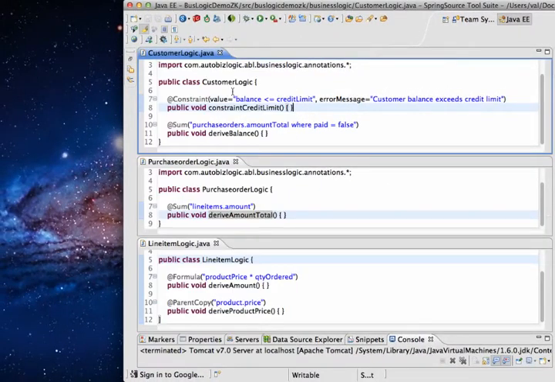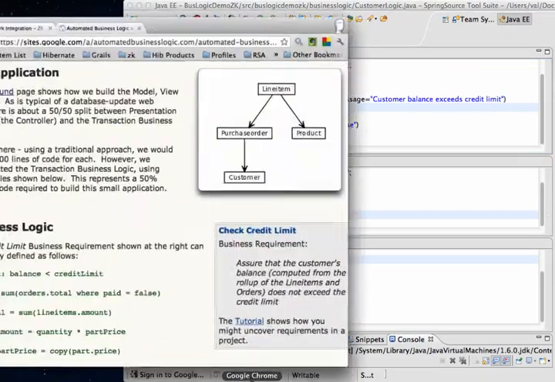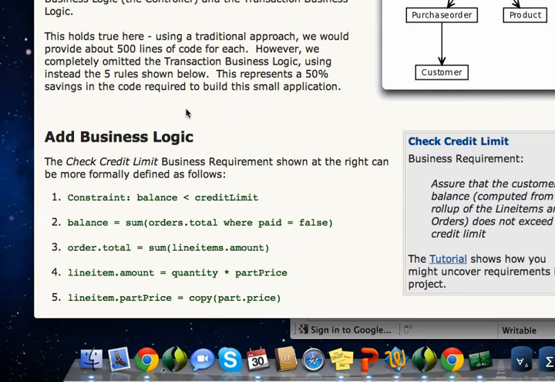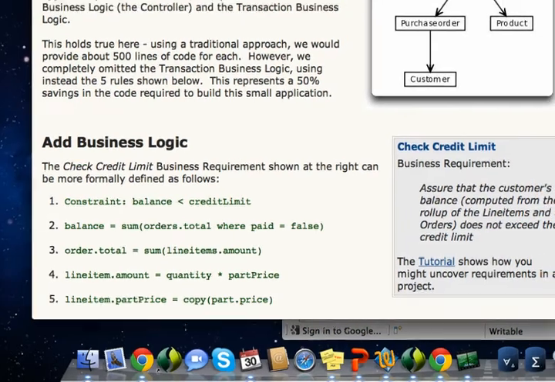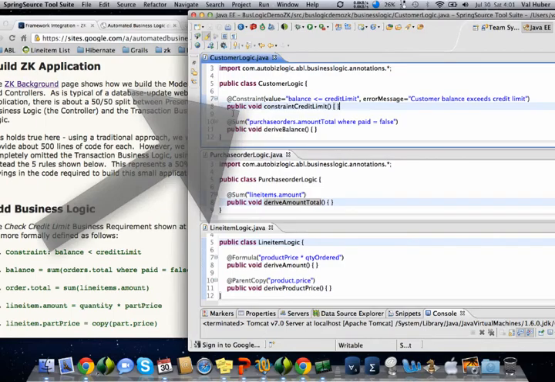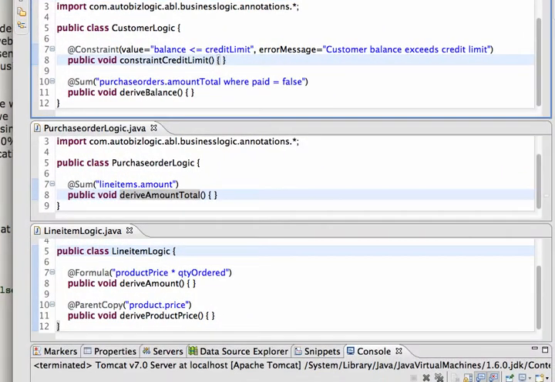So let's now take a look at exactly what logic we're trying to enforce. Let's consider the use case. We looked at many in that application, but let's look in particular at how, on changing an order, we want to check the balance to make sure it's within the credit limit. We might formally define that on a spec or even a cocktail napkin as follows, talking about a constraint where the balance is less than the credit limit. And in automated business logic, you enter that almost exactly as you would have in the spec.